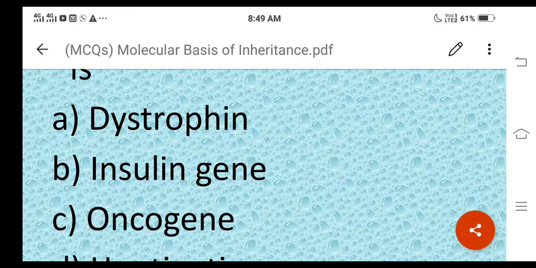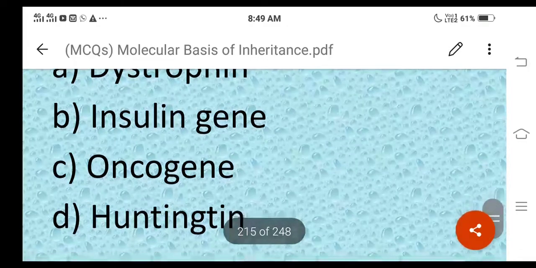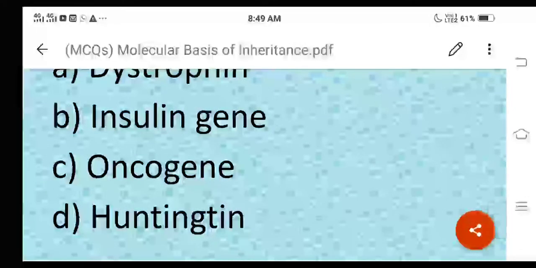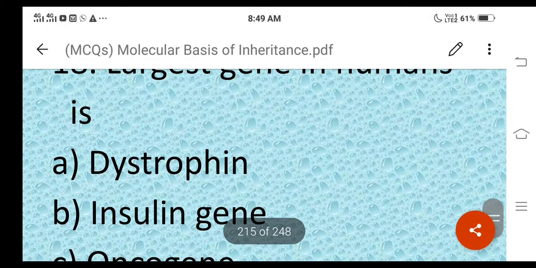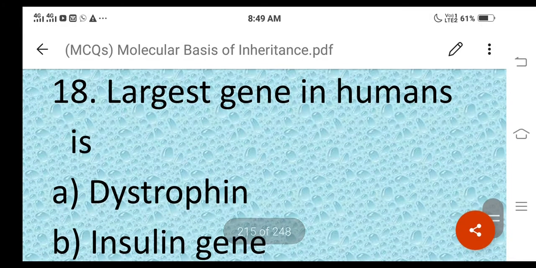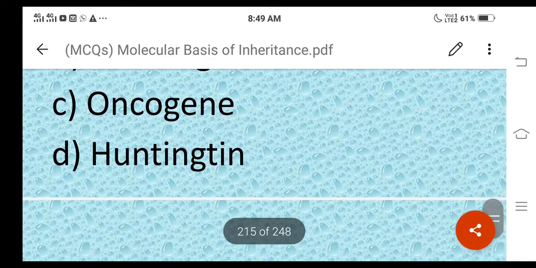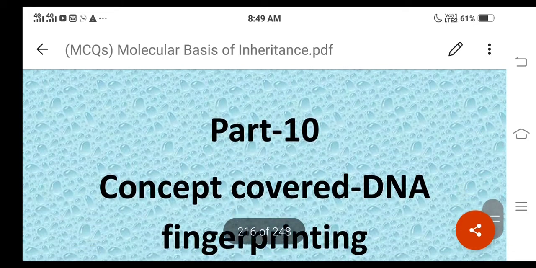Not insulin gene, not oncogenes, they are responsible for causing cancers. And not huntingtin gene, this is also irrelevant here. Option E is the correct answer, right? Then let us move on to the next part.